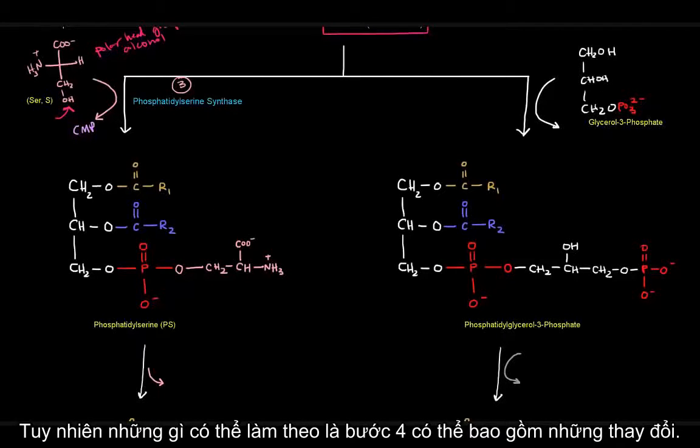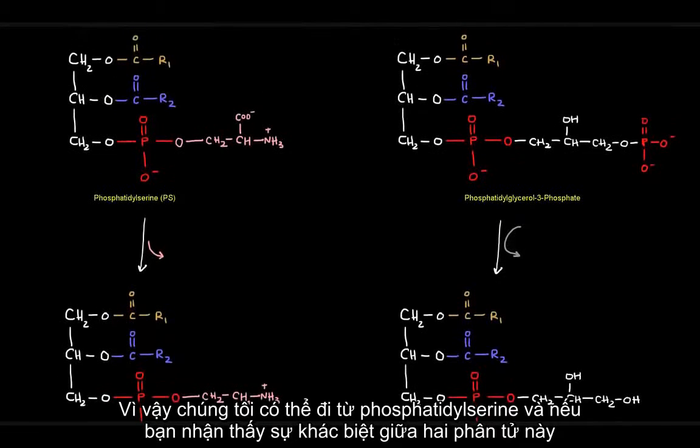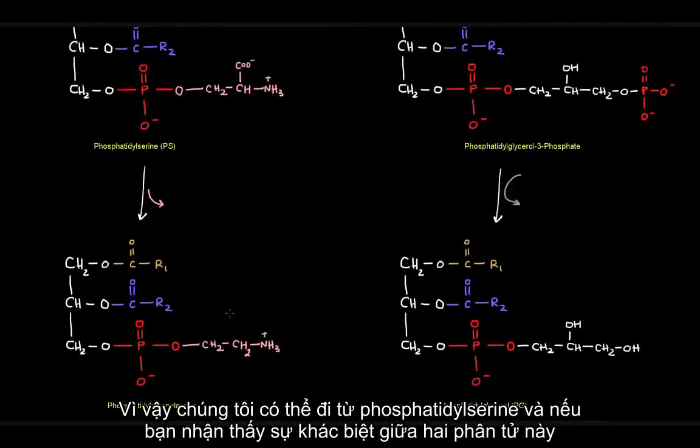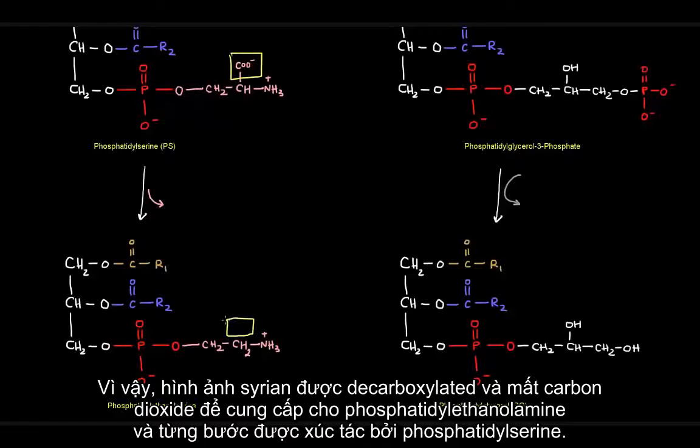However, what can follow is step 4, which could include modifications. So we can go from phosphatidylserine to phosphatidylethanolamine. And if you notice the difference between these two molecules, it's at the head group. The only portion that's different is right here. This carboxyl group is gone, right?